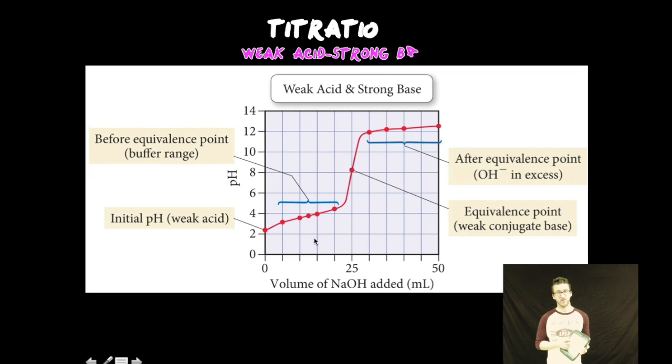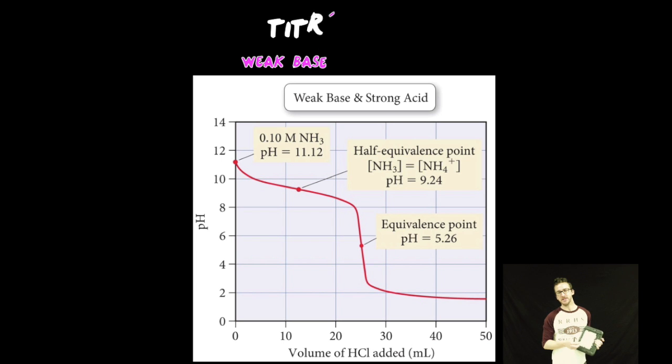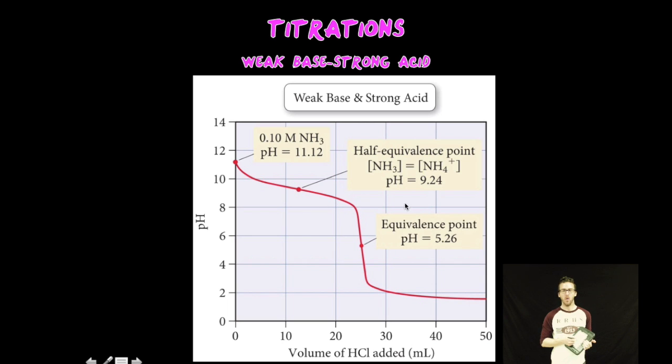Here's an example of a weak acid, strong base titration. Notice your equivalence point is not at pH 7, but is in the basic range. Conversely then, if you're doing a weak base and a strong acid, recognize that your pH will be less than 7 because the salt formed during the neutralization reaction is an acidic salt. Boom, here's an example of a titration curve that's weak base, strong acid. Once again, notice your equivalence point is not at that neutral pH 7 because the salt that forms is acidic.